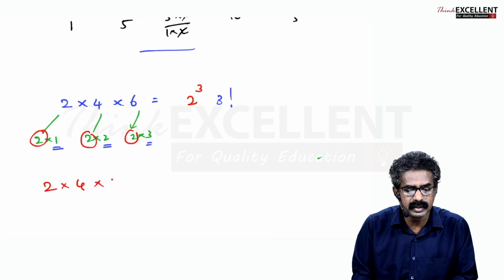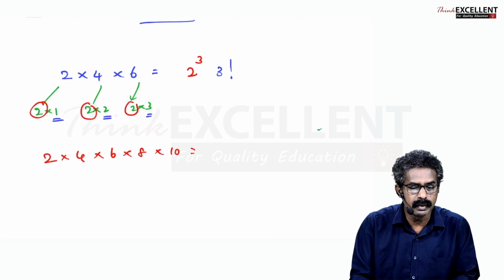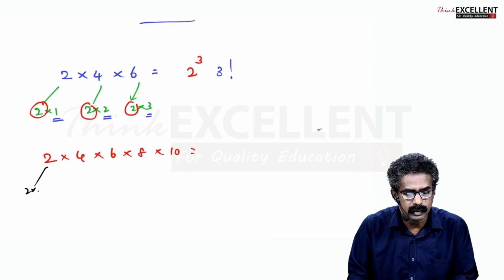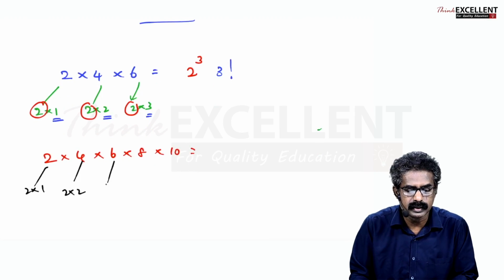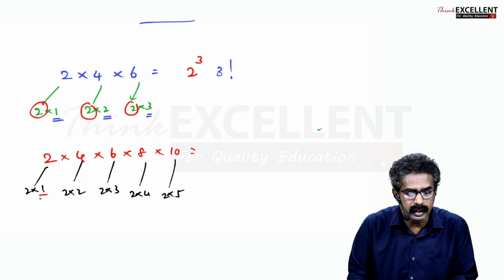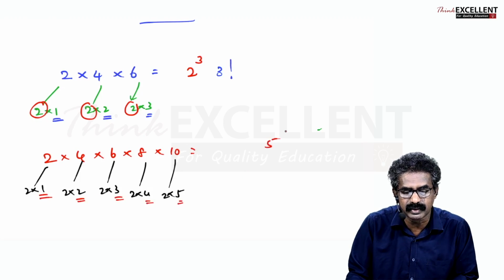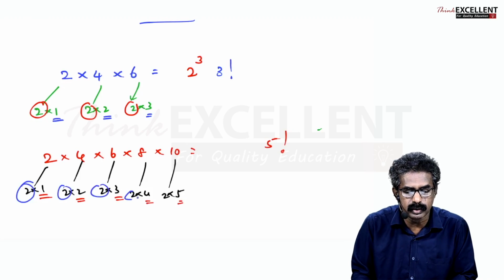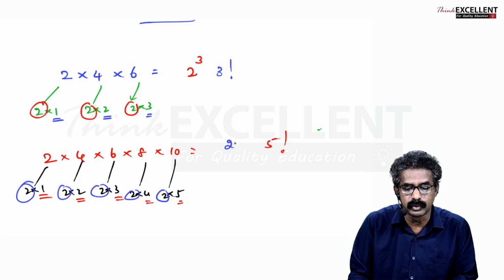Suppose 2 into 4 into 6 into 8 into 10, how can you write? So 2 can be written as 2 into 1, 4 is 2 into 2, 6 is 2 into 3, 8 is 2 into 4, this is 2 into 5. If you take 1 into 2 into 3 into 4 into 5, that is 5 factorial. Now what is left out? 2 into 2 into 2 into 2 into 2. How many times? 5 times. So 2 raised to 5.